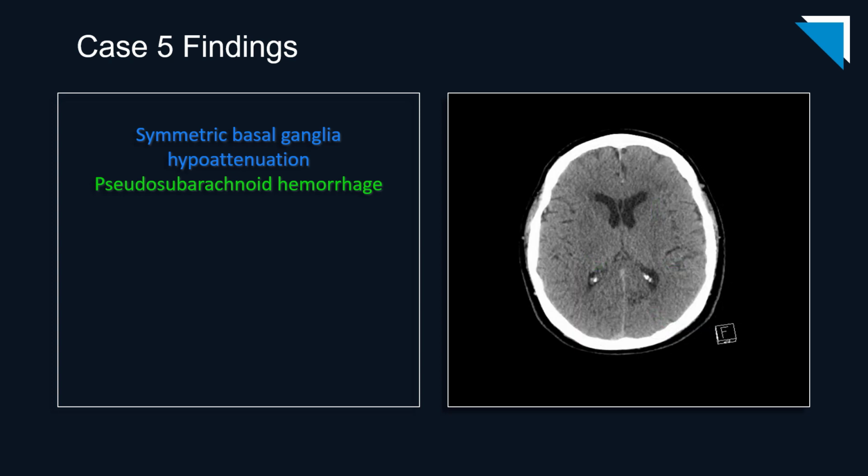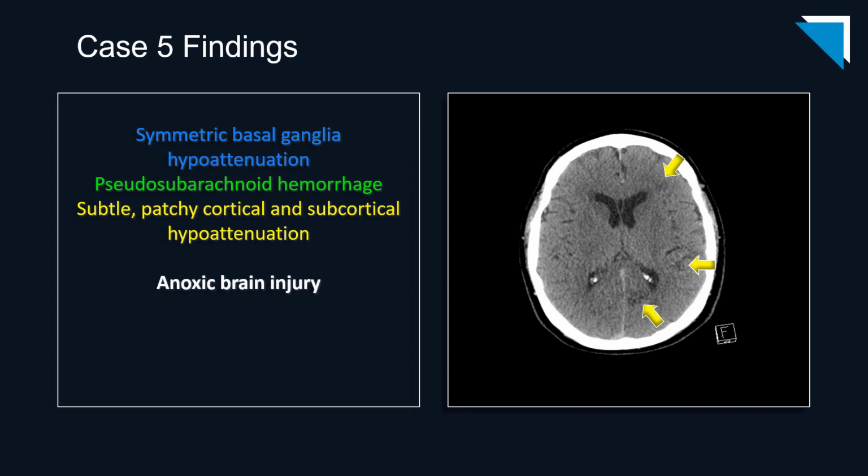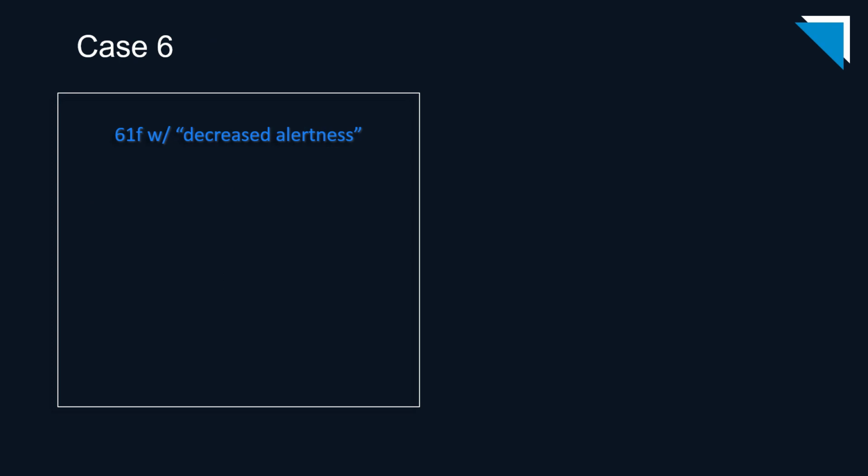I wouldn't necessarily call this loss of gray-white differentiation, but there is some subtle cortical and subcortical hypoattenuation. Consistent with anoxic brain injury. This is more consistent with the typical clinical history we get. Our next patient is a 61-year-old woman with decreased alertness.